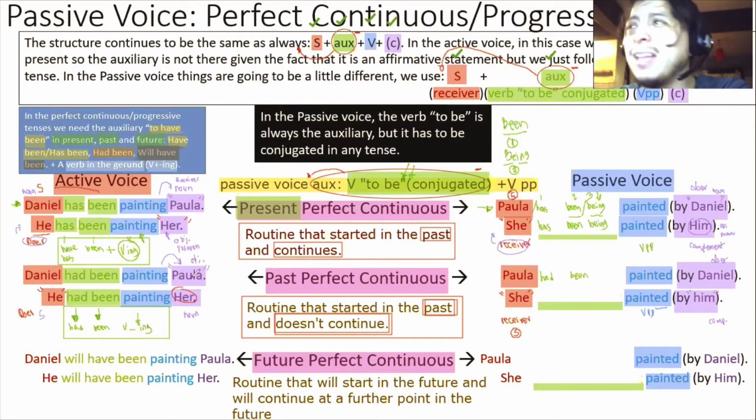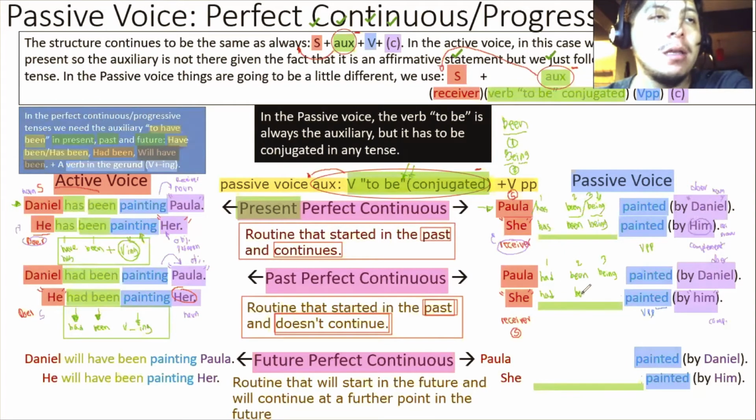But the verb is not painting because we don't care about painting. The verb is to be. To be is the auxiliary for every passive form. So have been, being. Paula has been being, Paula had been being. Again, we have 1, 2, 3 words that are making the auxiliary, okay? She had been being. So, Paula had been being painted. She had been being painted.